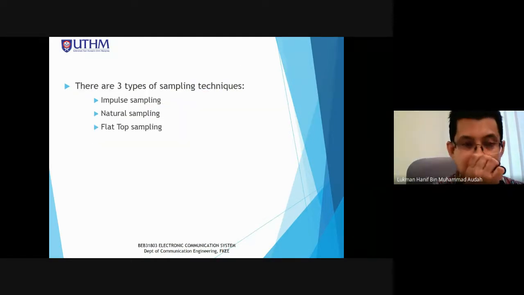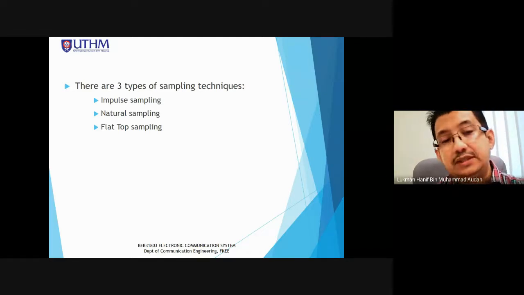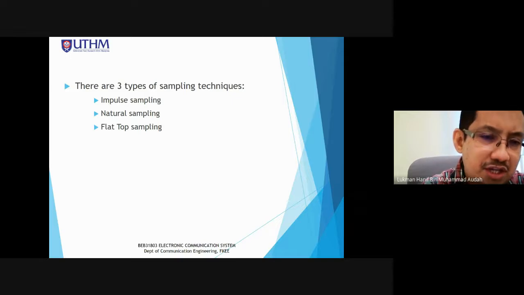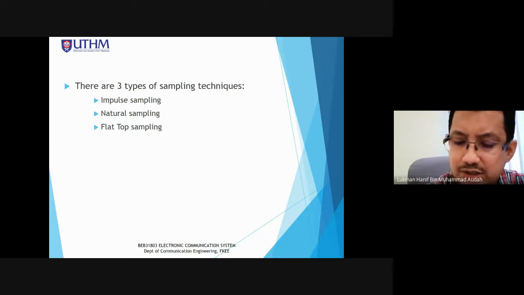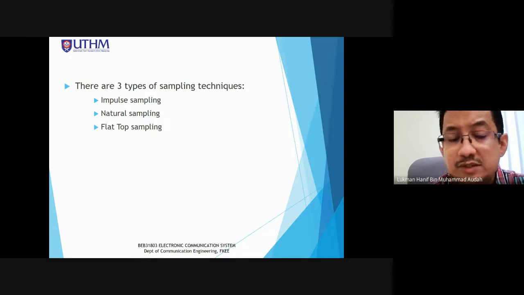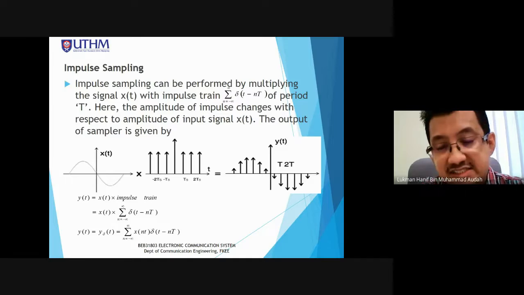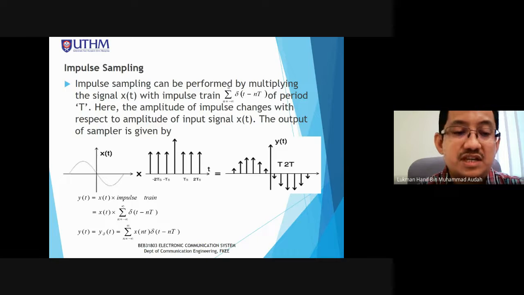Okay, and there are three types of sampling that we have learned last week. Okay, it is impulse sampling, natural sampling, and also flat top sampling. So how do we do the sampling process? Macam mana kita buat sampling process? So the way we do the sampling process is by mixing, or we can say that we multiply in the time domain. Okay, ini sebenarnya adalah proses darab ataupun proses mixing.